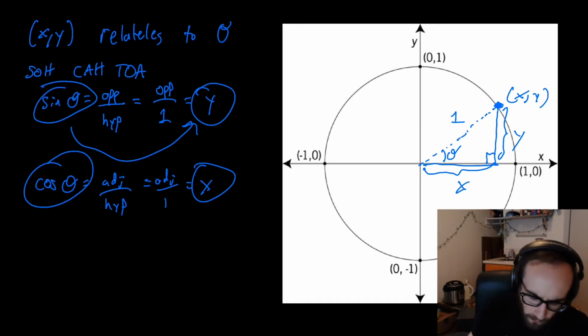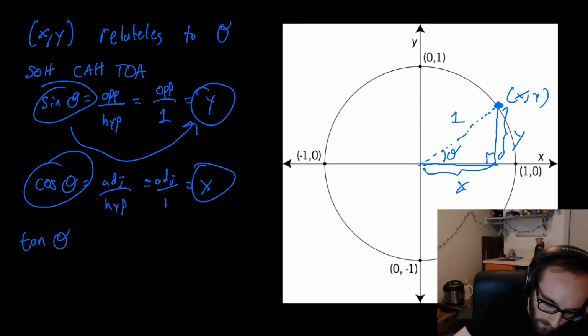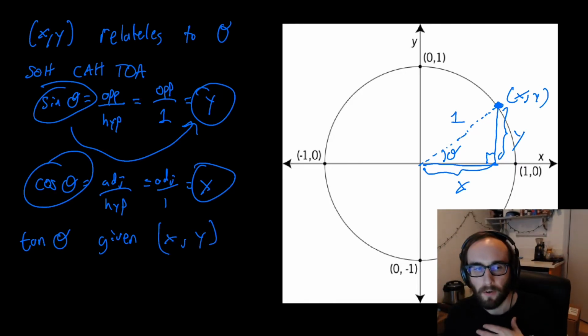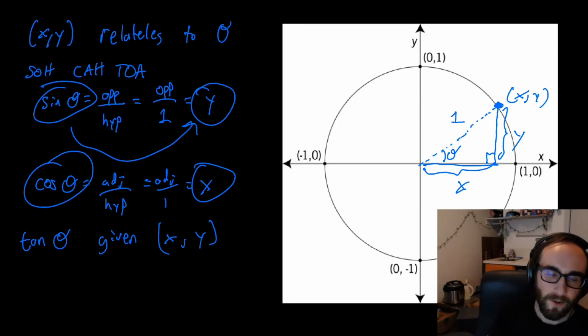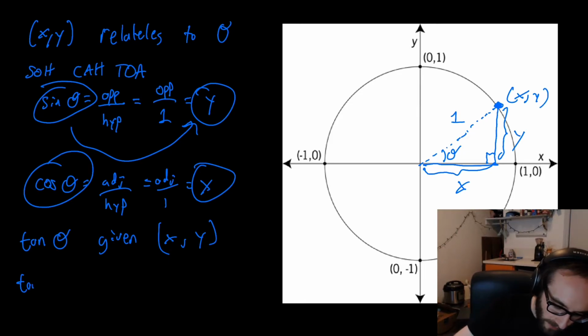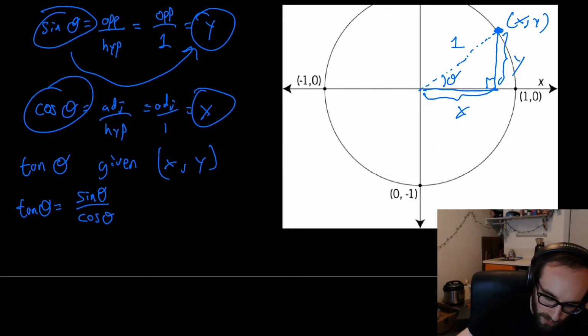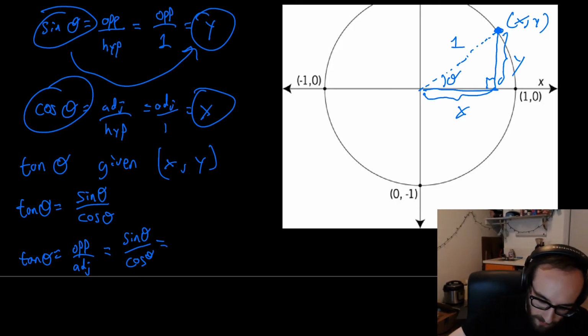So we can use sine and cosine to find the y and the x values of this point. If we're interested in the tangent of theta, given the x and y values, so if we're given a point on the unit circle and we're asked for the angle that intersects through this point, what is the tangent of that angle? What we can do is think about tangent as sine of theta over cosine of theta. And this is true because tangent of theta using our trig ratios is equal to opposite over adjacent. If we have sine of theta over cosine of theta, we end up with opposite over adjacent because sine of theta is opposite over hypotenuse and cosine of theta is adjacent over hypotenuse.